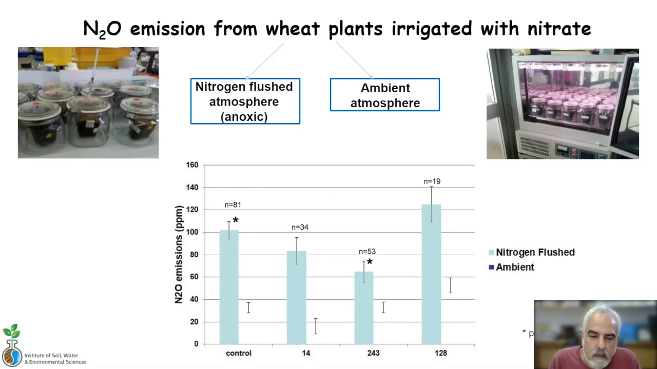14 decreased the emission a little bit. 243 lowered the emission better. So it's now statistics, as you can see with the asterisks. 128 will always be bad. It's a bad organism. It's not efficient in reducing the nitrous oxide. Even probably here, we can probably see production of nitrous oxide. Okay, so this is an anaerobic condition.